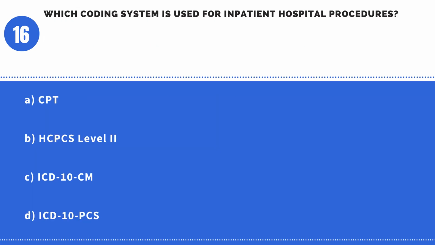Question 16. Which coding system is used for inpatient hospital procedures? A. CPT. B. HCPCS Level II. C. ICD-10-CM. D. ICD-10-PCS.